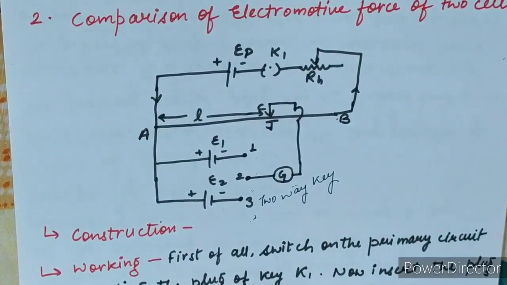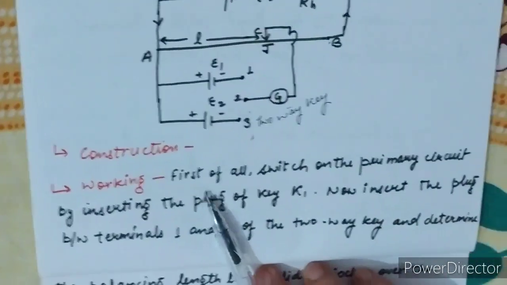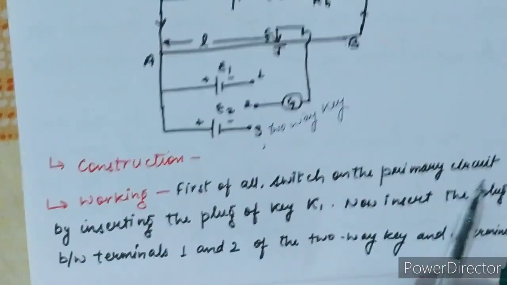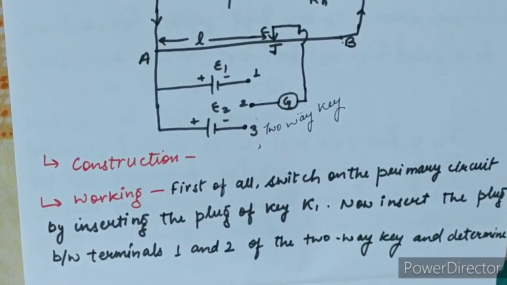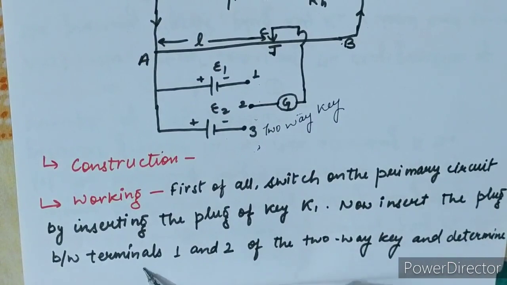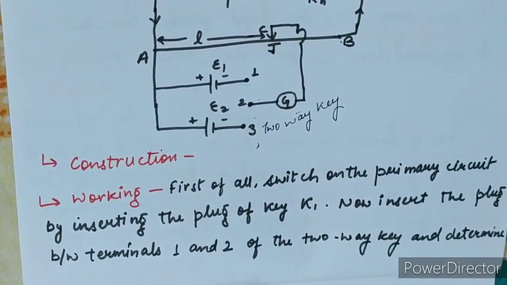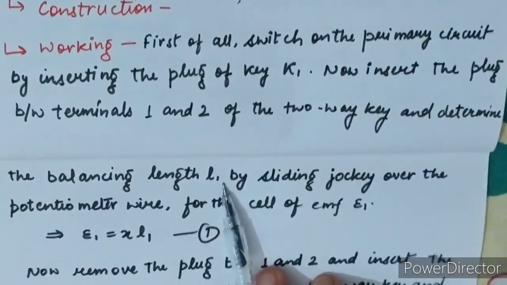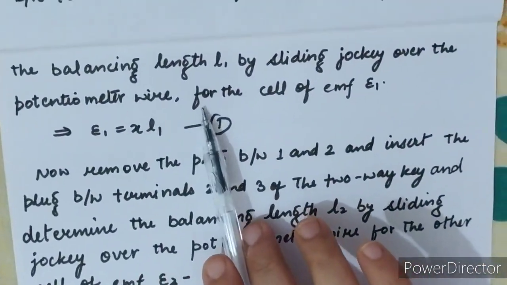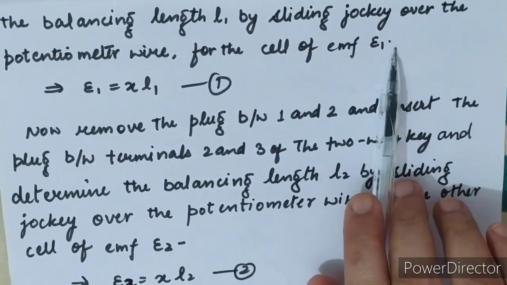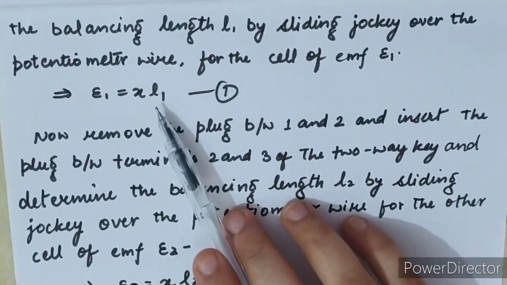So here the working is, first of all, switch on the primary circuit by inserting the plug of key K1. Now insert the plug between terminals 1 and 2 of the two-way key and determine the balancing length L1 by sliding the jockey over the potentiometer wire for the cell of EMF E1, E1 equals XL1.